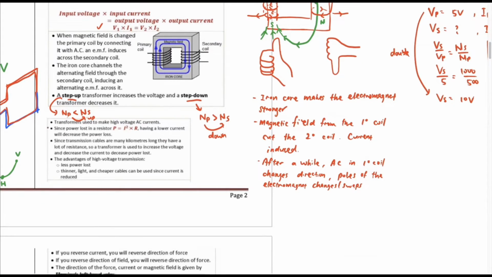And let's see this part. Transformers are used to make high voltage alternating currents. Okay, so that means normally we don't use 5 volts to 10 volts in practice. In practice, we use high voltage. So for example, I show you one example here.